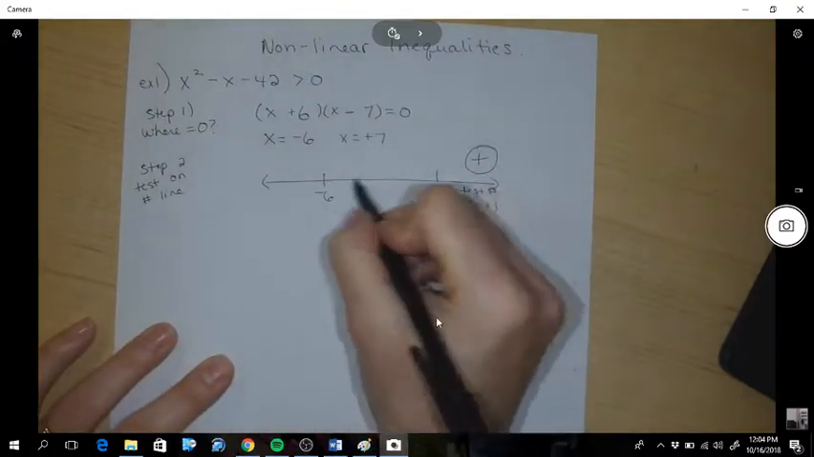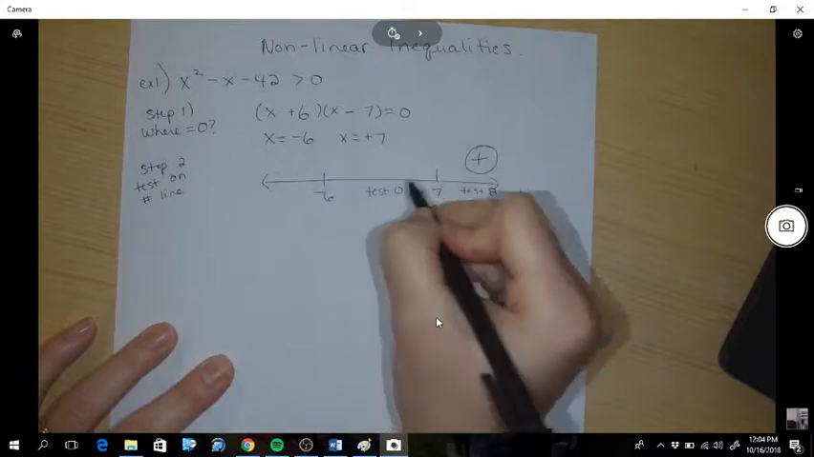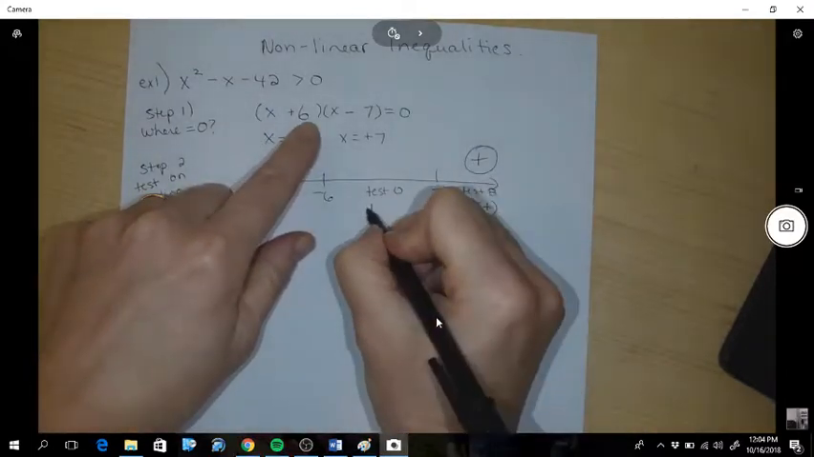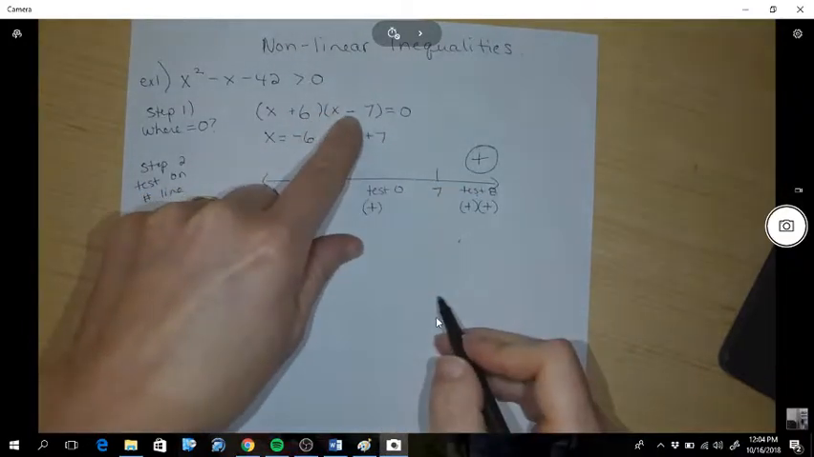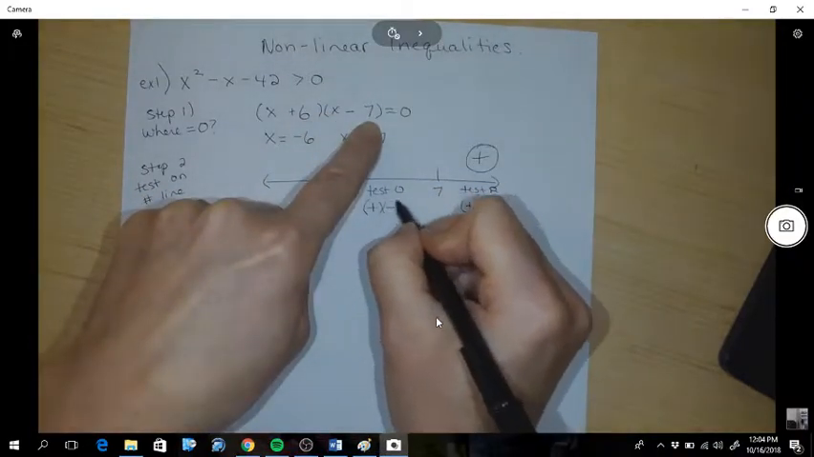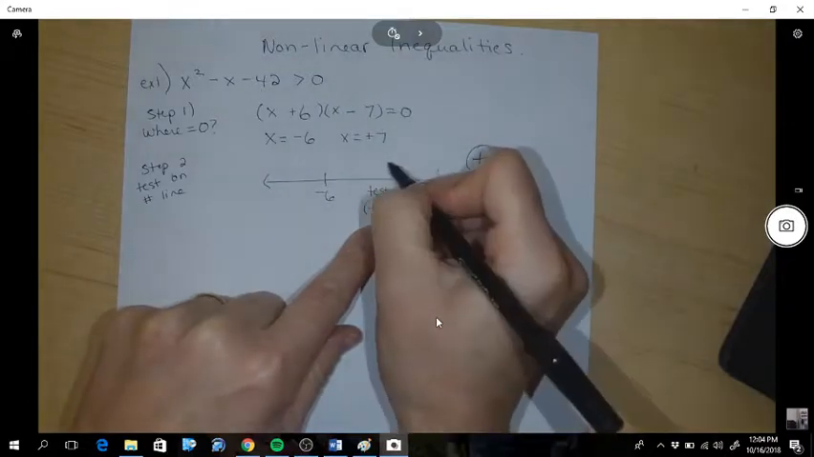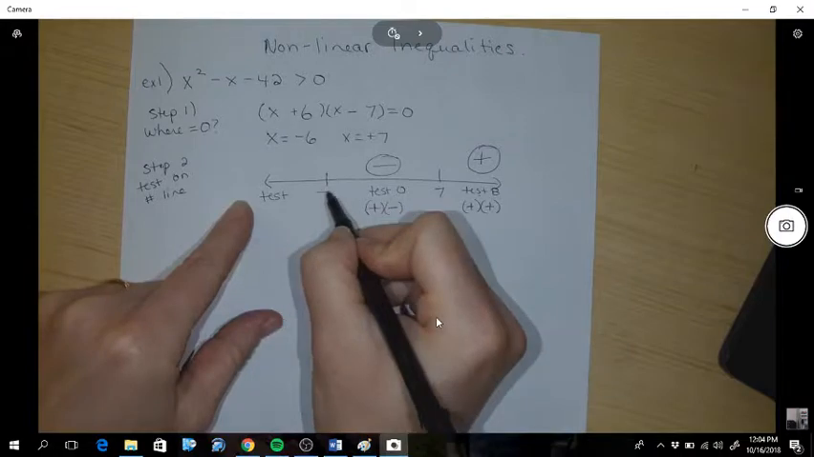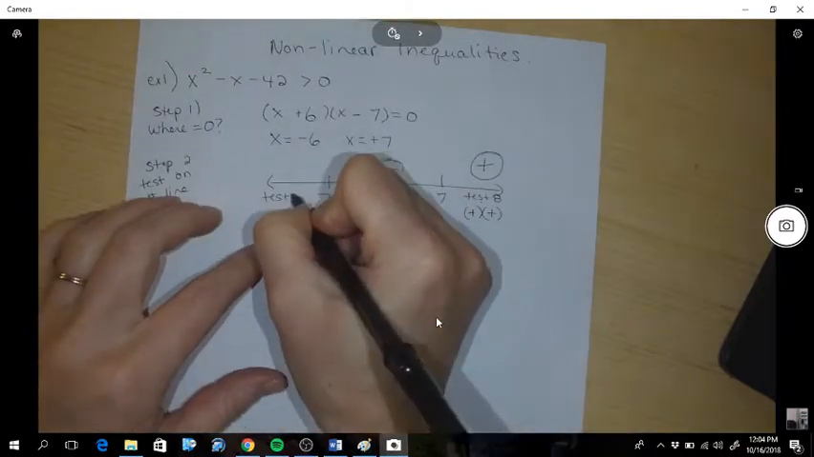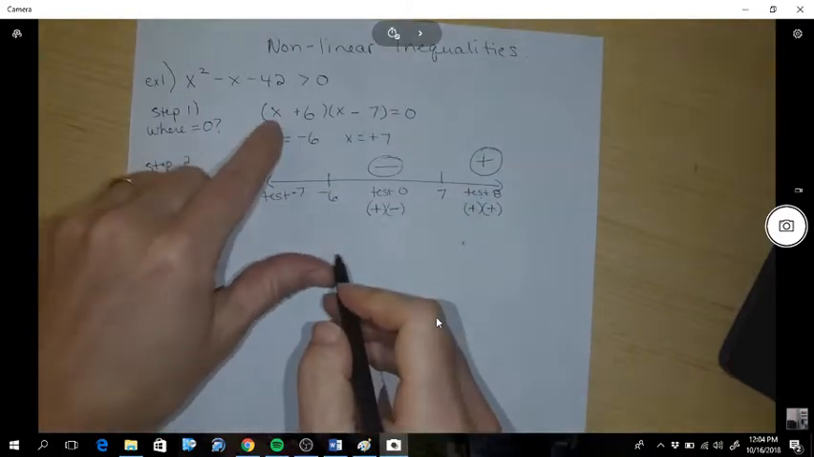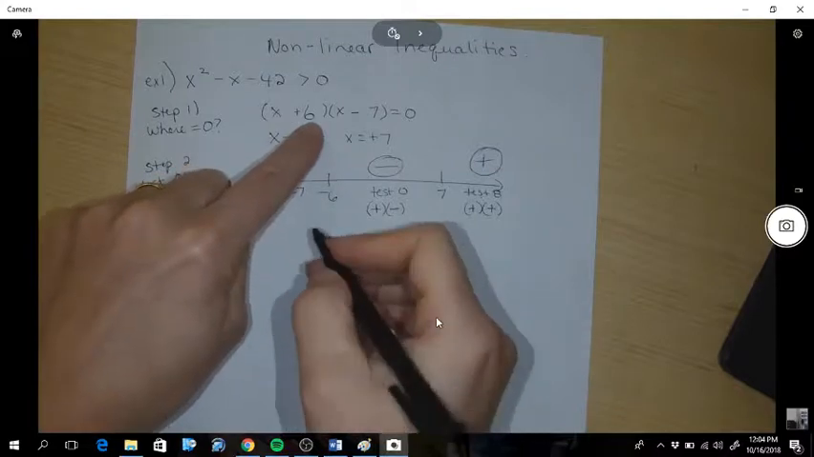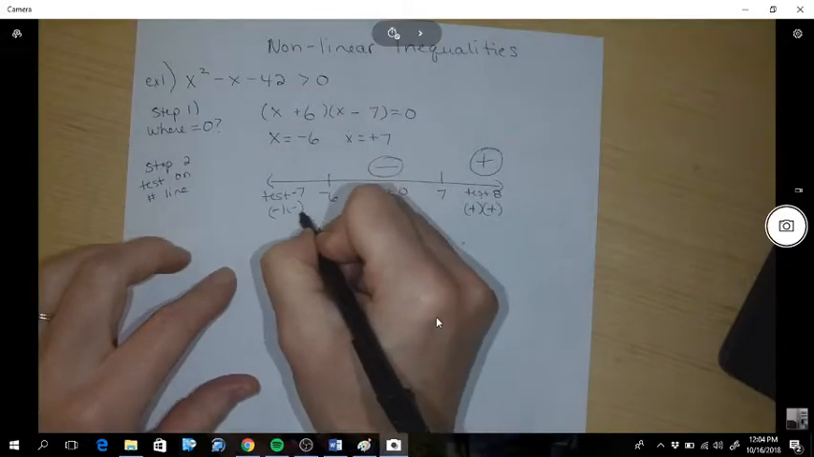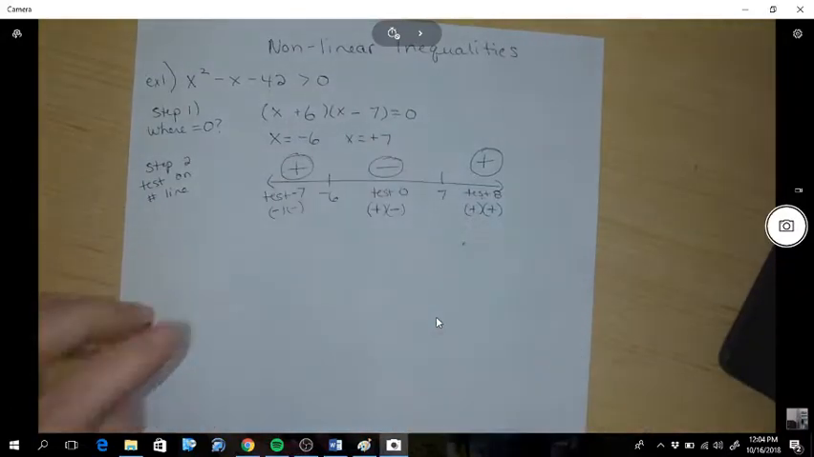Okay, test a number in this region. I'm going to test 0. 0 plus 6 is positive. 0 minus 7 is negative. So then this region is negative. Test something below negative 6, so negative 7. Negative 7 plus 6 is negative. Negative 7 minus 7 is negative. Two negatives make a positive.